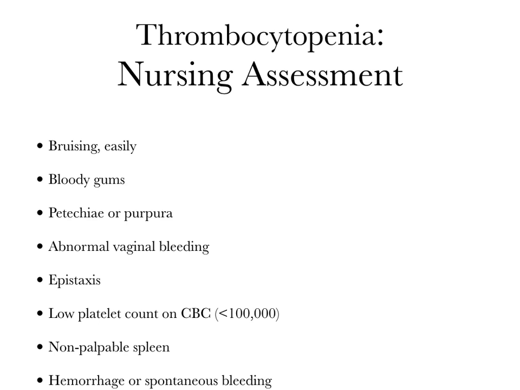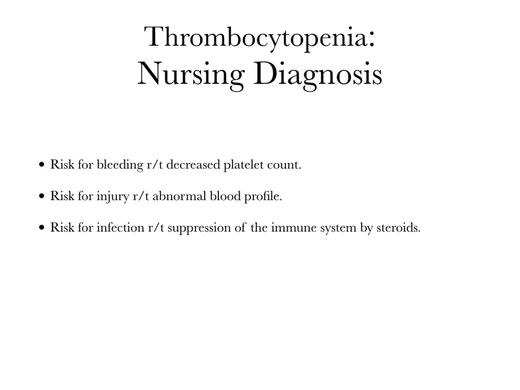For nurses, you're going to have three major diagnoses. There's going to be risk for bleeding related to decreased platelet count, risk for injury related to abnormal blood profile, and risk for infection related to the suppression of the immune system by steroids. That one may not be seen in all patients, the last one, but for patients experiencing steroid therapy or an infection related to thrombocytopenia, this will be a factor.